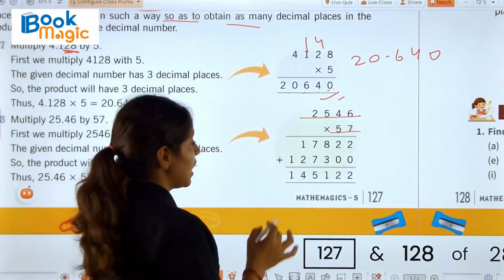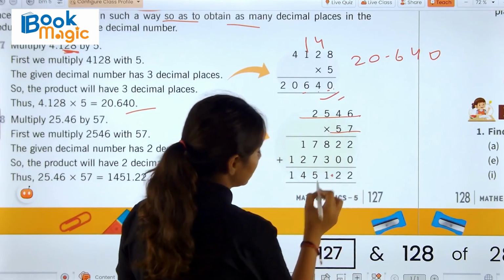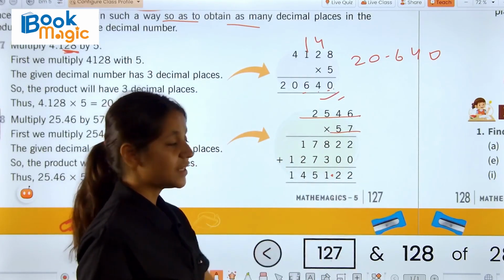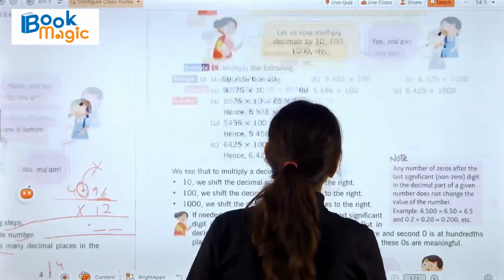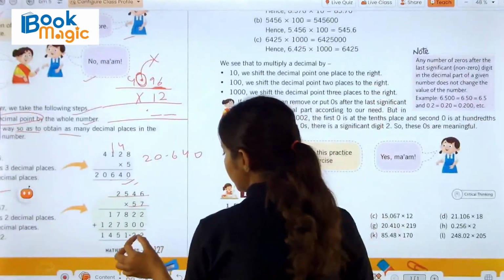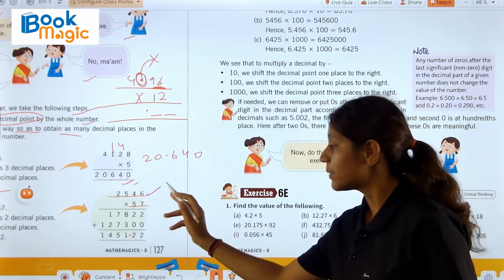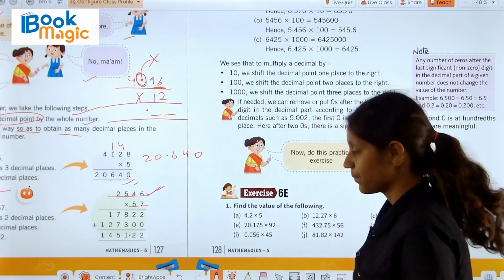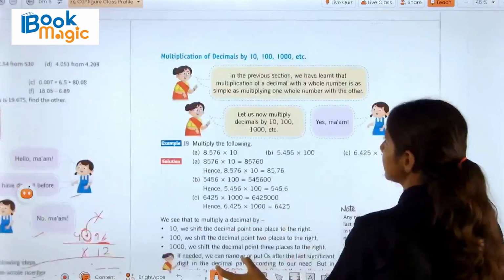Okay, then we have multiplied 25.46 by 57, so write the value, then write the other value. After multiplying, just put the decimal as it was in the decimal number. Okay, here is the product. प्रोडक्ट पे वही बिंदु लगेगा, वहां पे ही बिंदु लगेगा जहां पे आपका डेसिमल पे लगा था, लाइक 2 प्लेसेस छोड़ के। सो यहाँ पे भी हमने 2 प्लेसेस छोड़ के एक डेसिमल पॉइंट इंसर्ट कर दिया है.